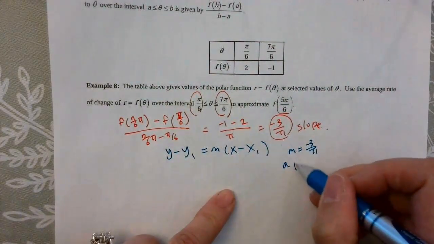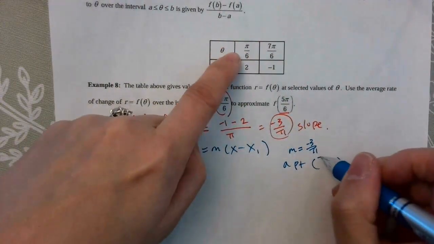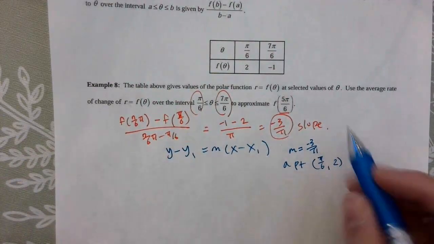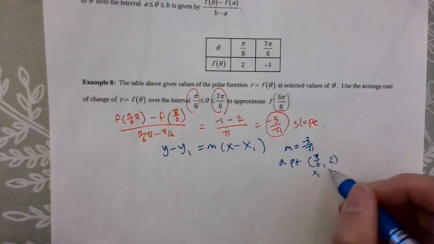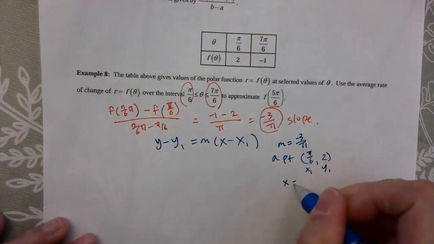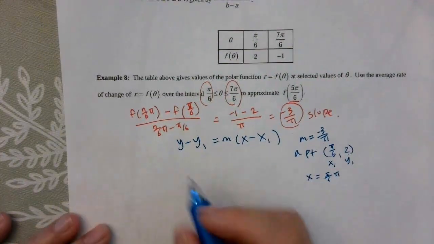We have to know a point. Good news, you have two options. So you can use whatever you want. I'm going to use pi over 6, 2. That's going to go into your x1, and that's going to go into your y1. And you need to know which x value we're evaluating at. What x value are we evaluating at? 5/6 of pi. So let's plug it all in.